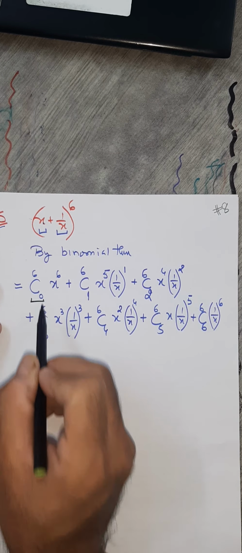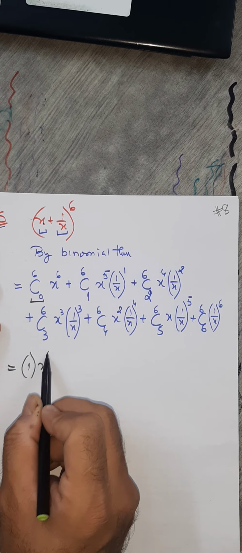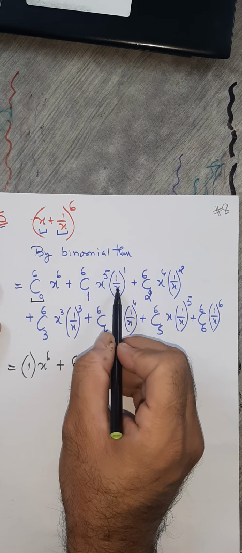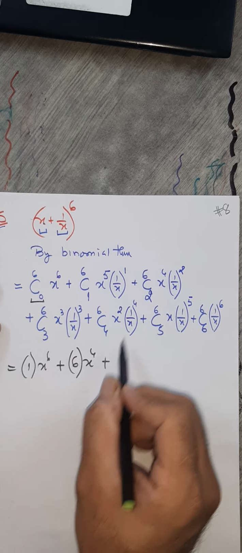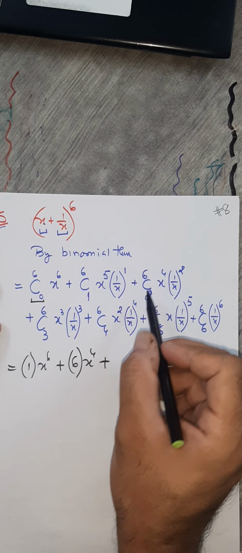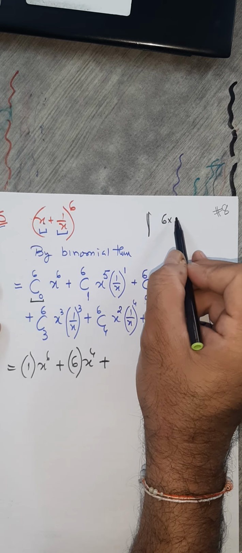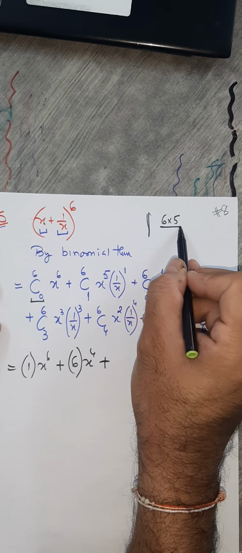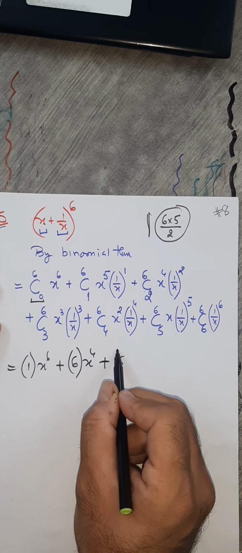What is 6C0? You know it is 1. nC0 is 1, into x raised to 6 as it is. What is 6C1? You know, 6. Here 5, here 1. So you will get x raised to 4 power. Plus, what is 6C2? You can do this much in rough. You know 6 into 5 into 4 factorial, that will get cancelled with the denominator 4 factorial, upon 2. So 30 by 2, which is 15.